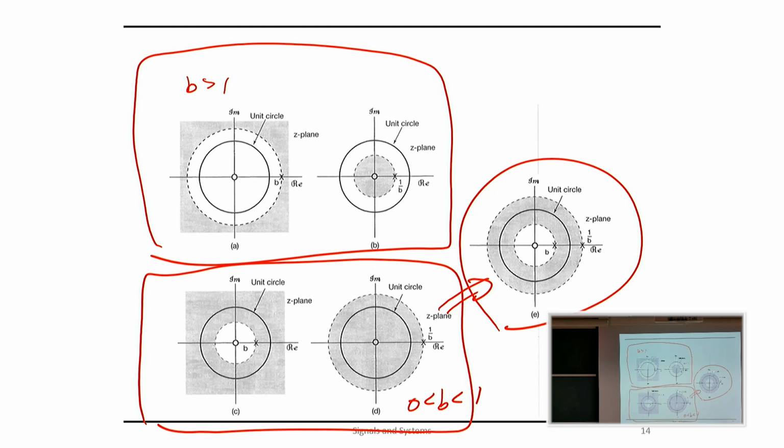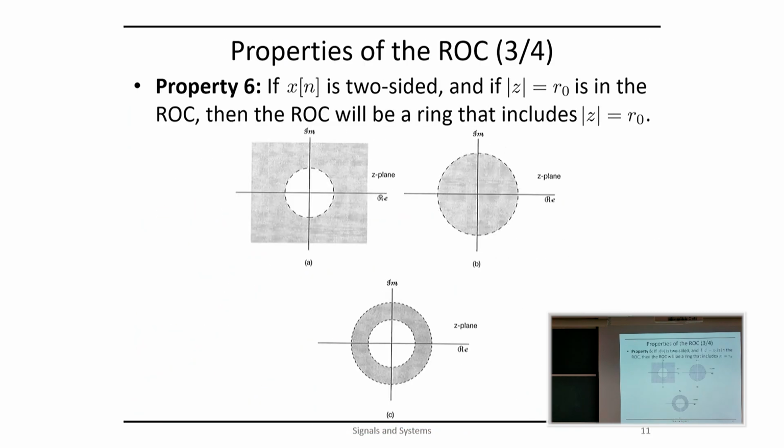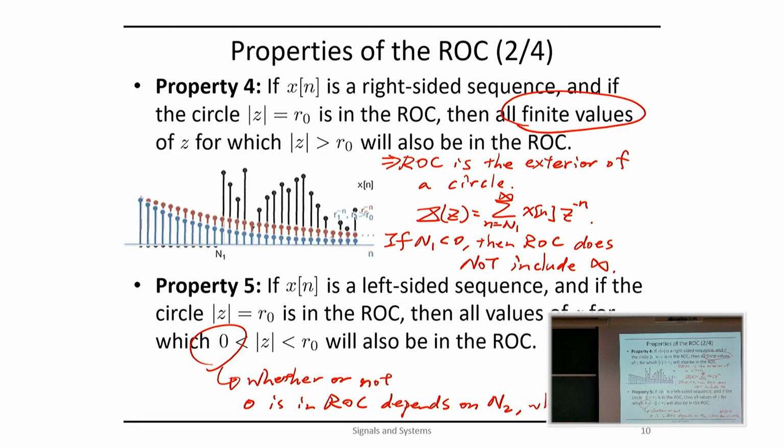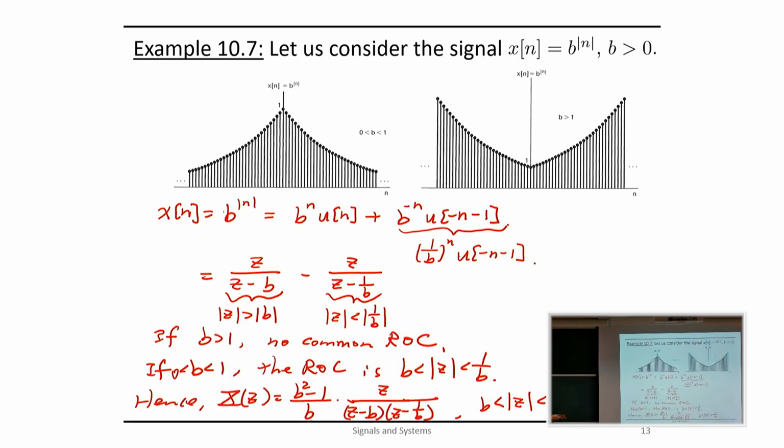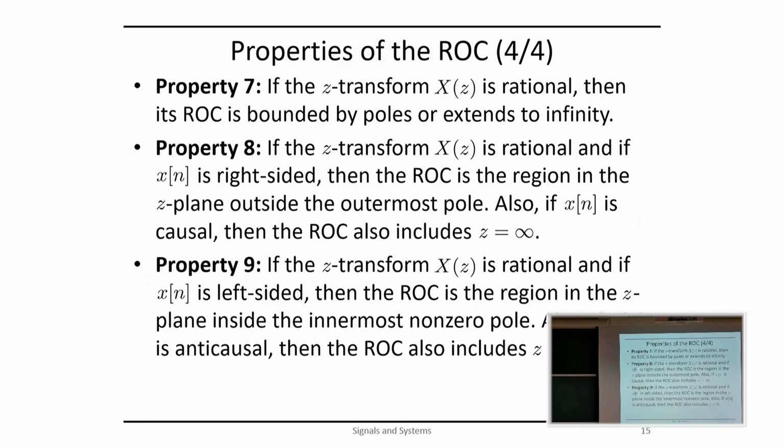Now these are for general left-sided, right-sided, and two-sided signals. So these previous properties are for general right-sided, left-sided, and two-sided signals. Now similar to the continuous time case, we can also look specifically at the case where X of z is rational. If X of z is rational, then it further guarantees that these ROCs are bounded by the poles.